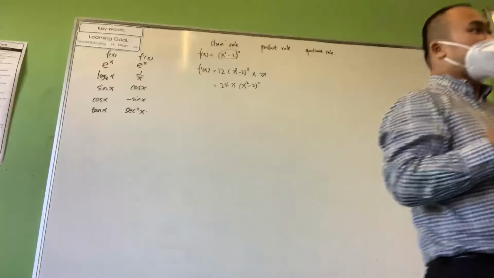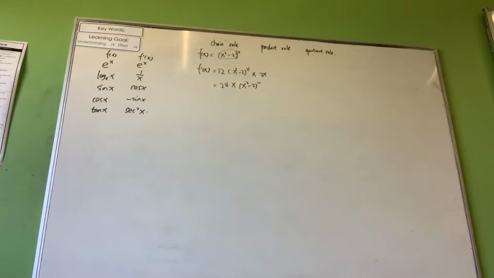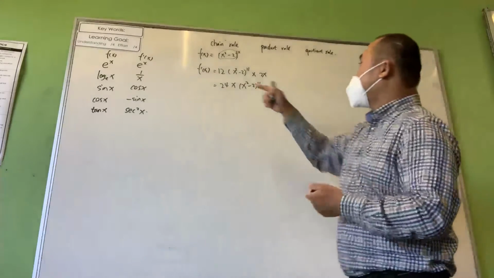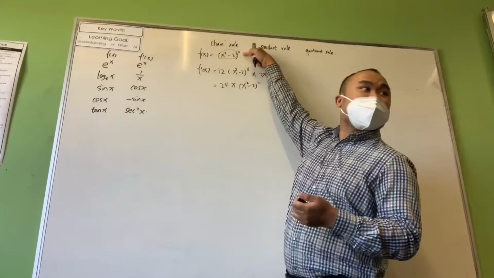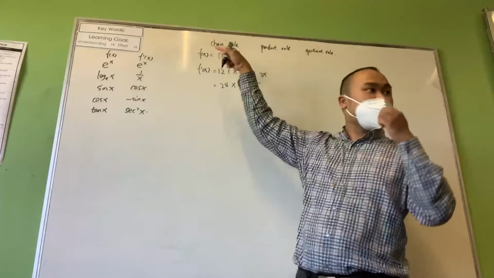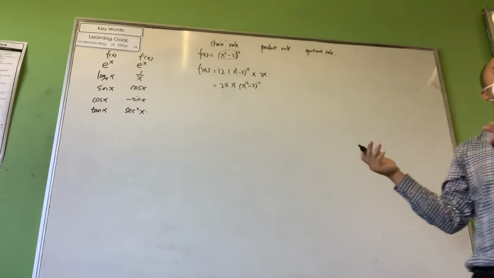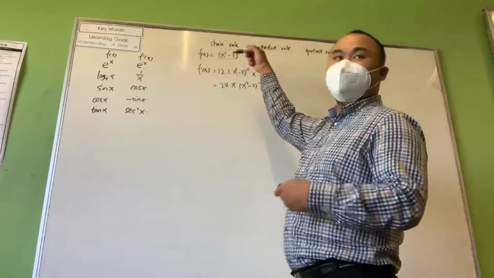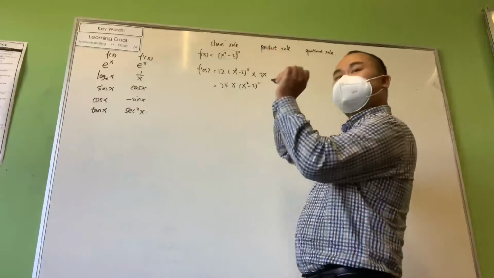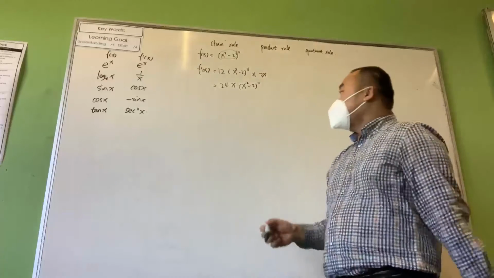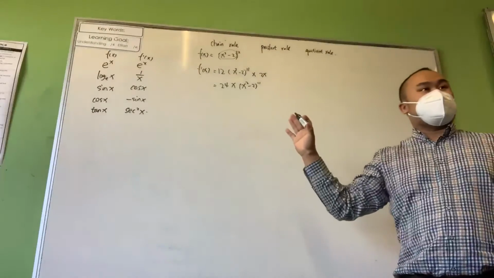Why is it 12? Because this is 12, you put 12 there and then minus 1. It's to the power of 12, not to the power of 2, because I changed it. At the beginning I said 2, but if it gets complicated, you can't just expand it, right? All right, so basically that's the chain rule.